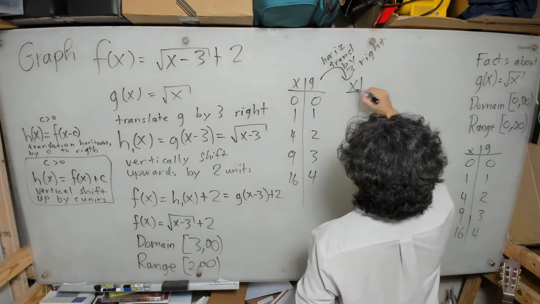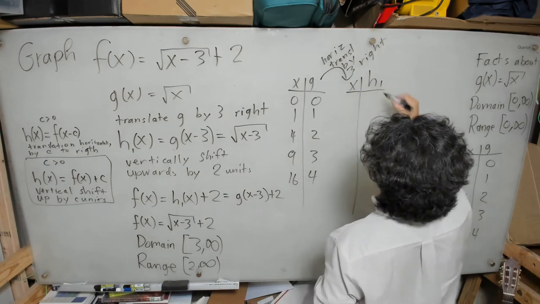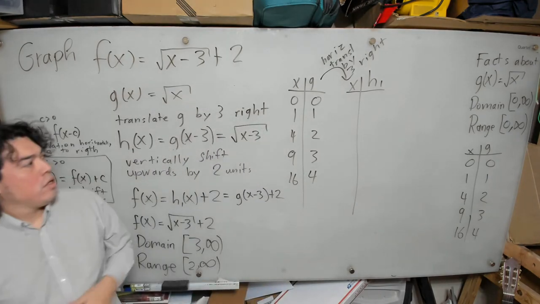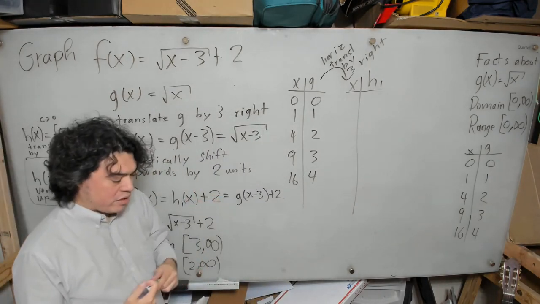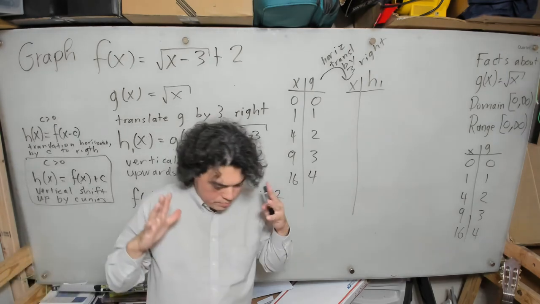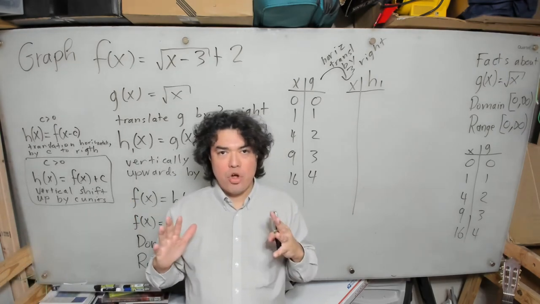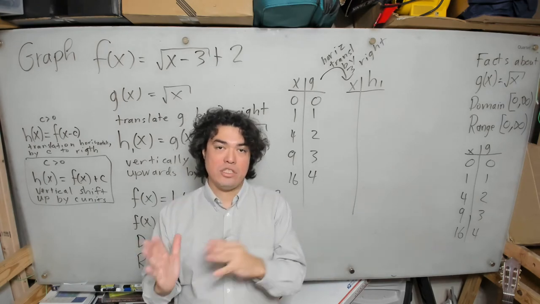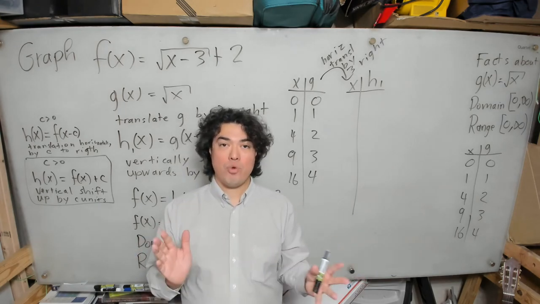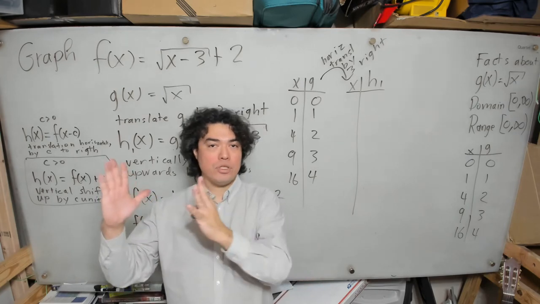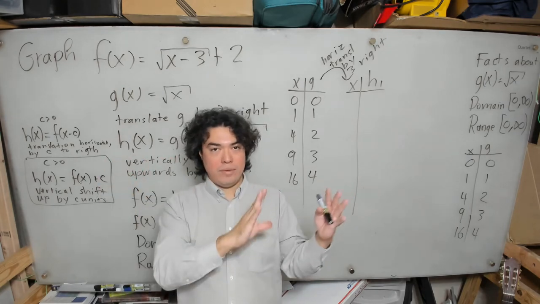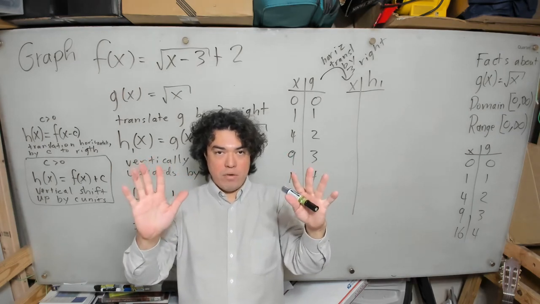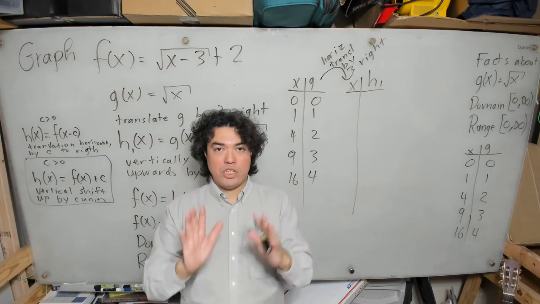This is going to be x, and this is going to be my h1, my translated function. So now I want to ask you a question. If I horizontally shift the graph, does that change the x? Does that change the y? Does it change both? If I push the function along to the right. I think all of you have gotten it now. It only changes the x.